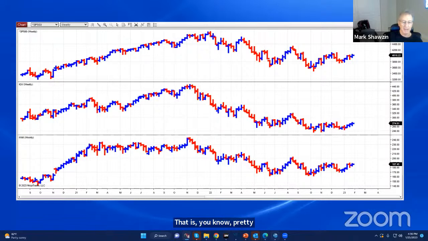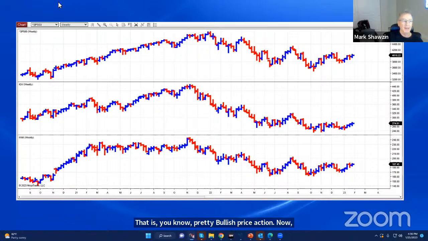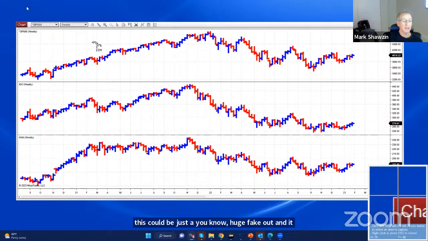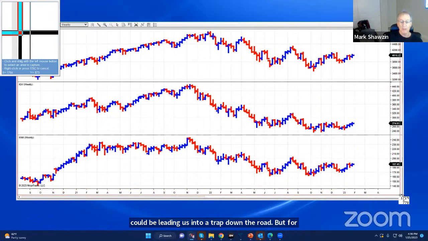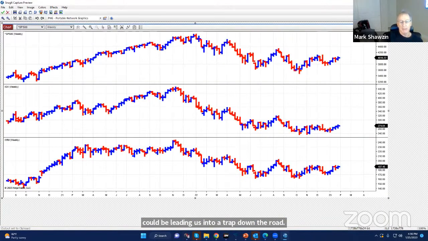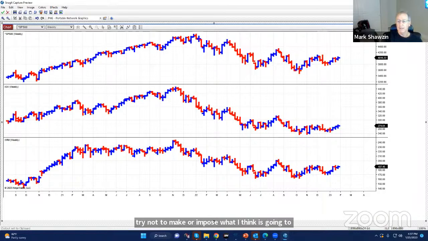Now, this could be just a huge fake out, and it could be leading us into a trap down the road. But for right now, you've got to say the momentum is still higher, but it is tricky. Every day it changes. What I do is I watch these very key levels, and I try not to impose what I think is going to happen. I try and see what the market is telling me.